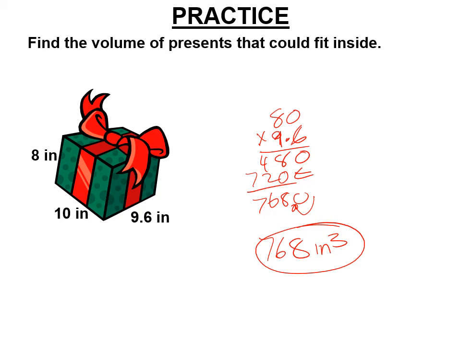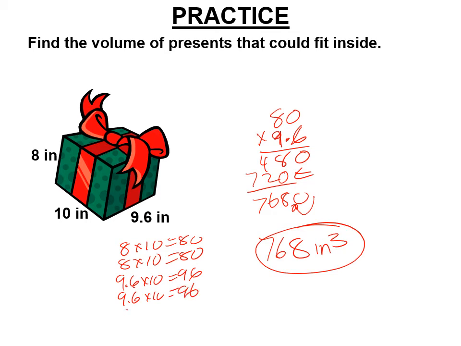Very different than the gift wrap. The gift wrap, just to remind you, we multiplied all the dimensions, and then we added up the 6 sides. Then you would do 9.6 times 10 and get 96, and you would do that twice. And then what was the last one? What's left? 8 times 9.6, whatever that is. And you would add them all up and get the surface area, how much gift wrap. We're finding today the volume. What's the maximum size present that would fit inside? 768 cubic inches.